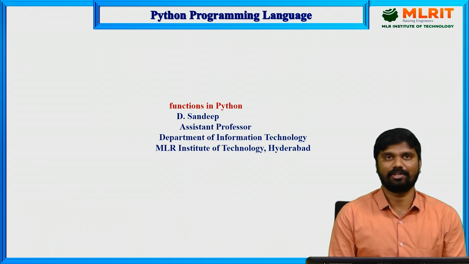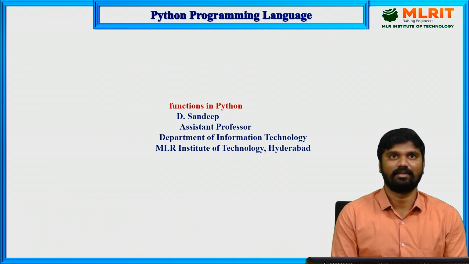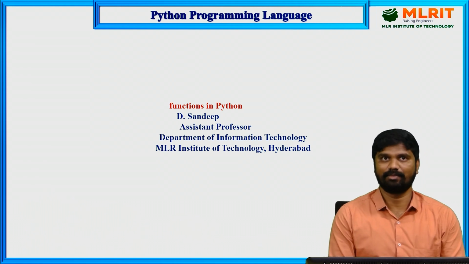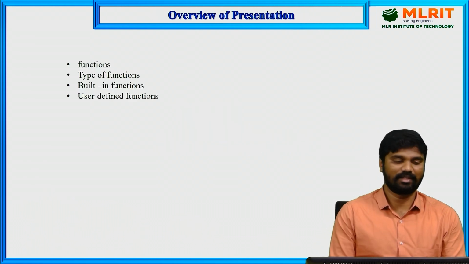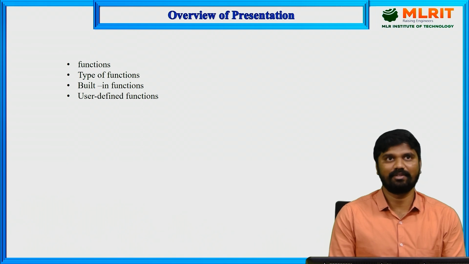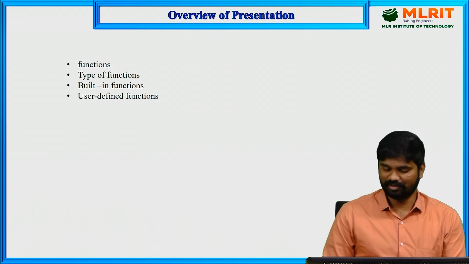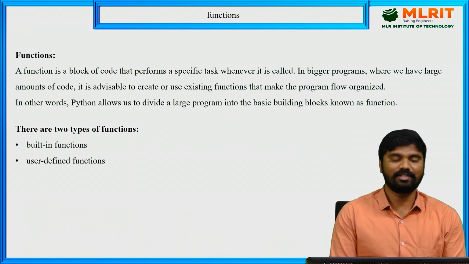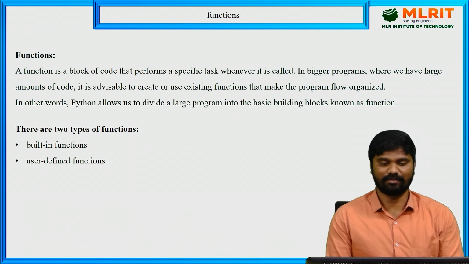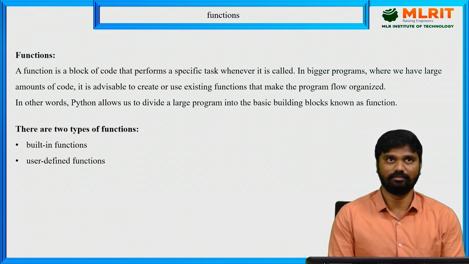In the control statements, we covered selection statements, loop statements, and iteration statements, each through an example. Today we are going to discuss the next topic: functions and the types of functions, built-in functions and user-defined functions. First, what is a function? A function is a block of code that performs a specific task whenever it is called.